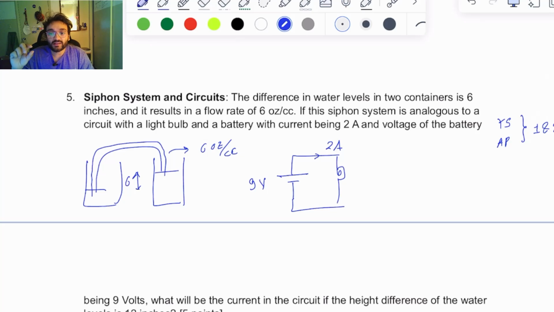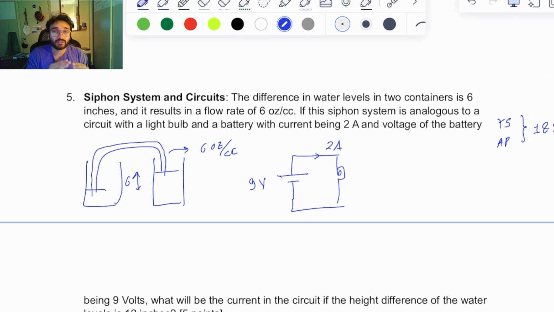So we see that the question says that if the height difference of the water is 12 inches, that means you double the height difference. What would that correspond to in a circuit with one battery and a light bulb that I have drawn here?